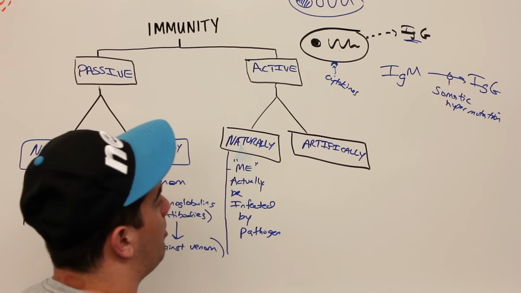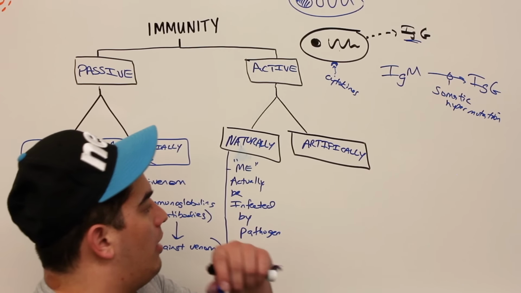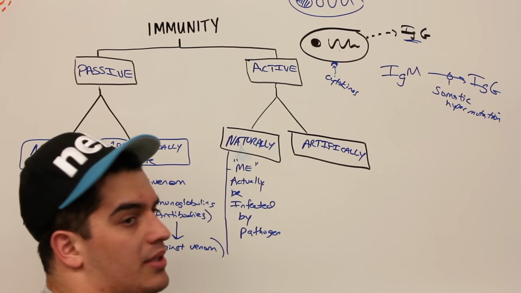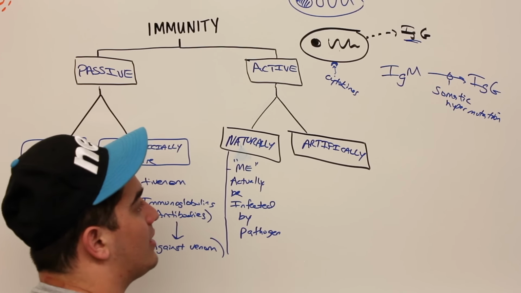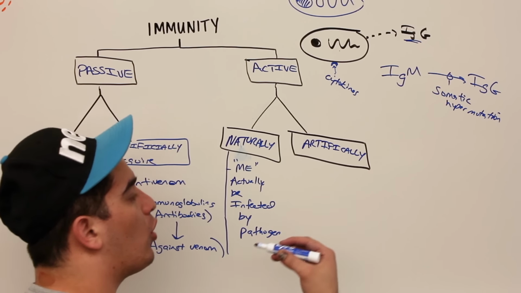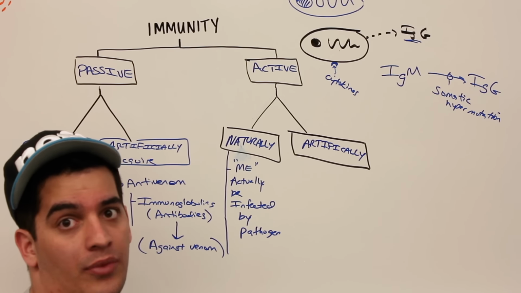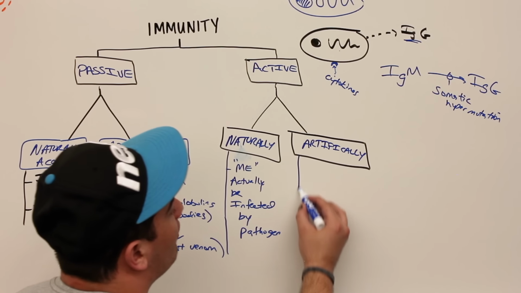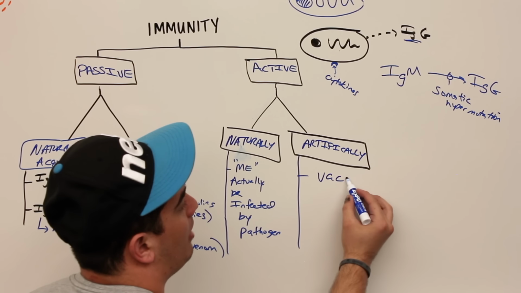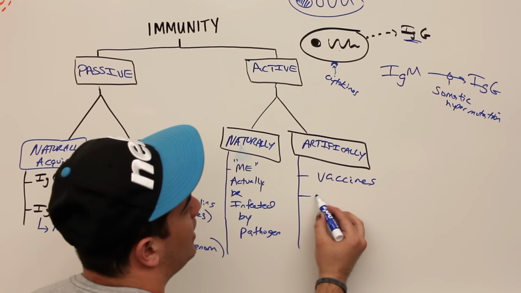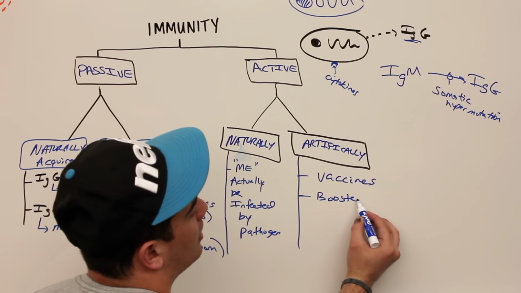Because if I'm infected by a pathogen, like maybe Streptococcus beta-hemolyticus Lancefield type A, strep throat, right? I have to produce antibodies against that pathogen. That is an active form of immunity, naturally, all right? What is the artificial form? This would be an example of vaccines and booster shots, right? So vaccines and booster shots.